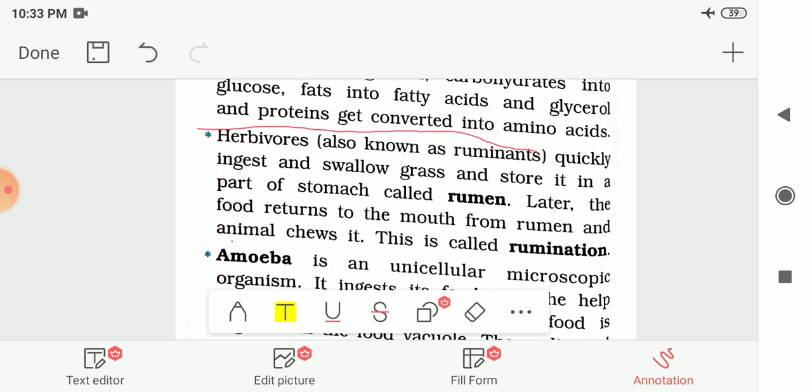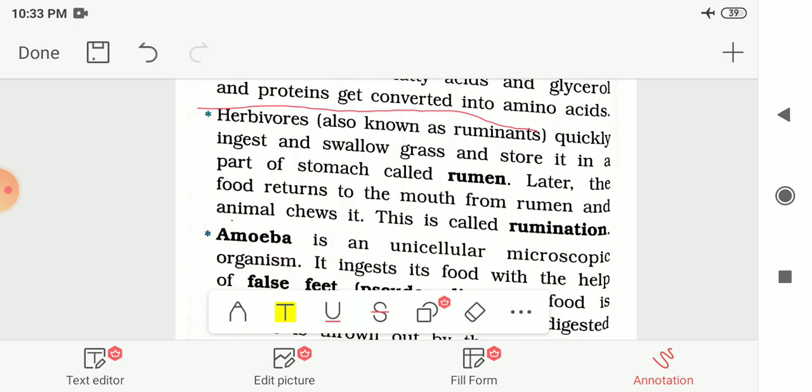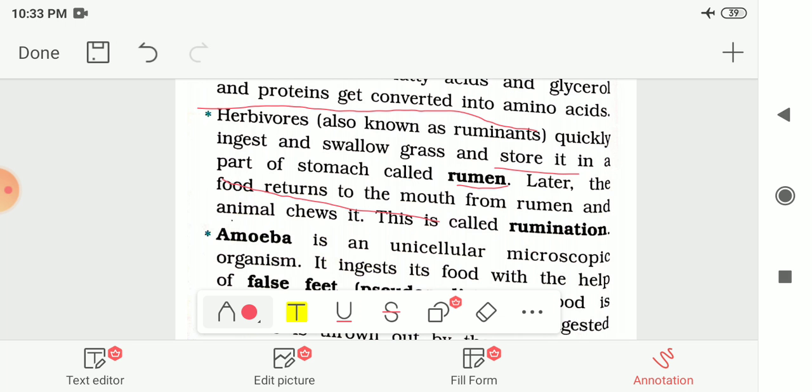Then we had also seen that herbivores, which are also known as ruminants, like cow, quickly ingest and swallow grass and store it in a part of the stomach known as the rumen, and later the food returns to the mouth from the rumen and the animal chews it again. This process is known as rumination. Herbivores like cow and buffaloes have this kind of process.